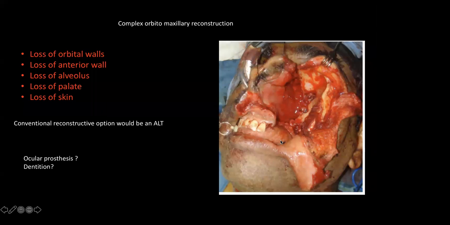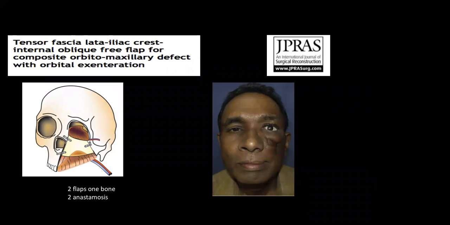But if you really want to do a complete reconstruction on the patient, we need to think about putting teeth back, that is dentition, and getting an ocular prosthesis into the patient. To get an ocular prosthesis, you must reconstruct the orbital floor and recreate the orbital cavity volume. So this is where understanding the iliac crest blood supply and how to harvest a chimeric flap from the iliac crest becomes useful.